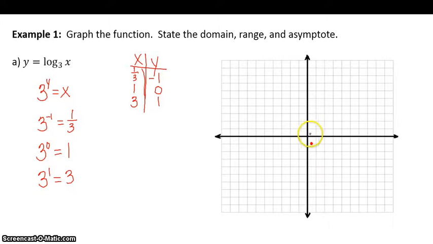For the next one I go to the right 1 and don't go up or down, for (1, 0), and then (3, 1). So there's my 3 points graph.